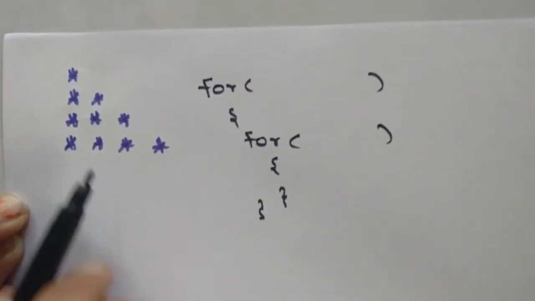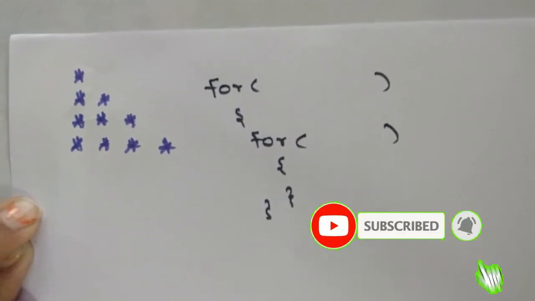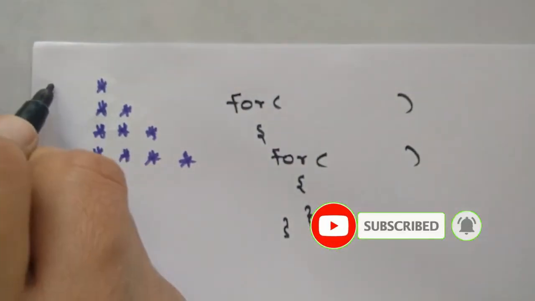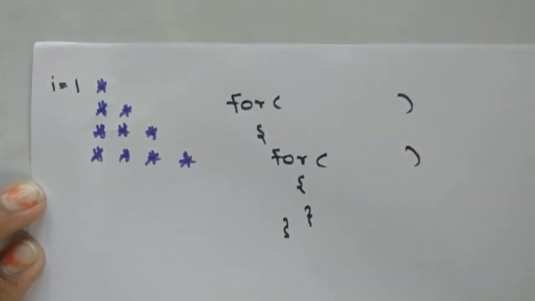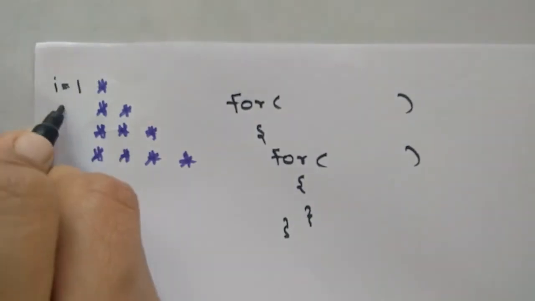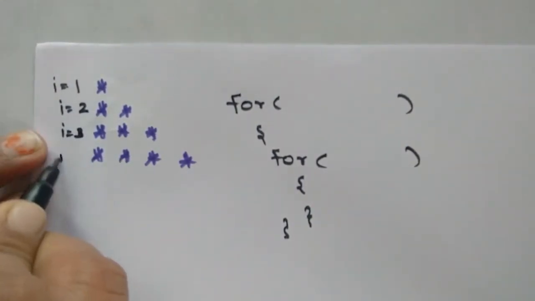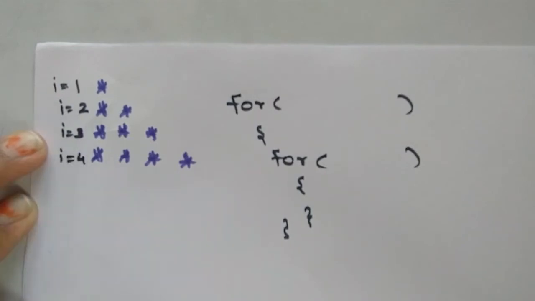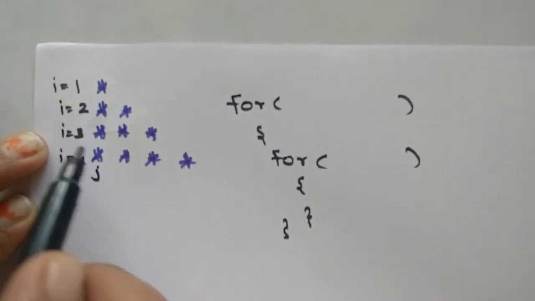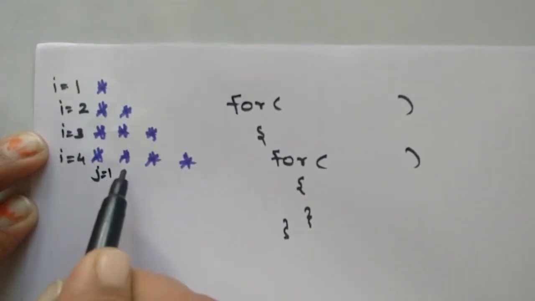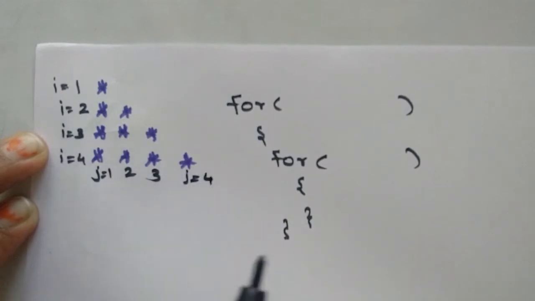So implement this pattern using the nested for loop. So here check, see, here is a row equals to i. Suppose the row is equals to i and it is equals to 1. This is first row. Then i equals to 2, then i equals to 3, i equals to 4. These are the 4 rows. And here is a column. Suppose you can write the column name here or here. j equals to 1, j equals to 2, j equals to 3 and j equals to 4 is here.